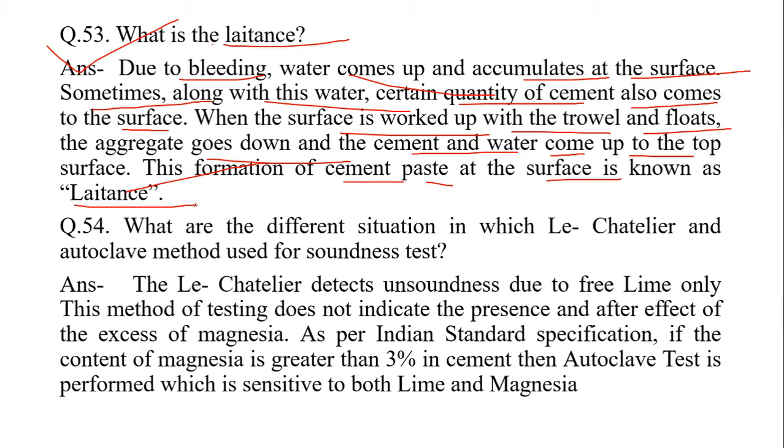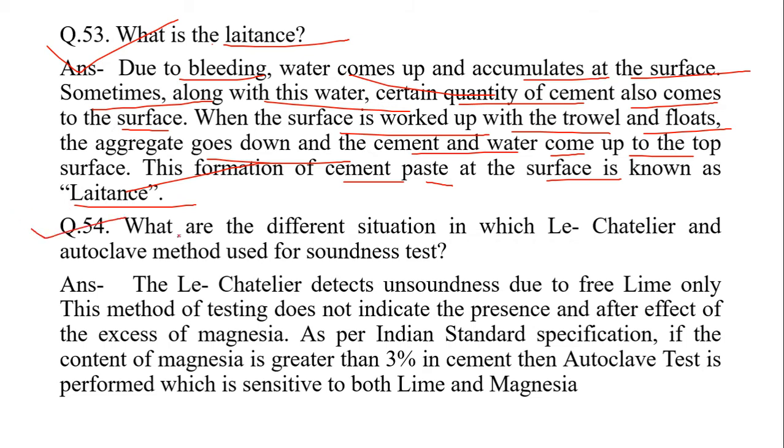Basically, laitance is due to bleeding. Due to bleeding, water gets separated out from the different constituents and comes out at the surface. Sometimes during the bleeding, when water comes to the surface, cement also comes to the surface. And when the work is done with the trowel and floats, aggregate goes down and cement and water come up to the top surface. This formation of cement paste at the surface is known as laitance.